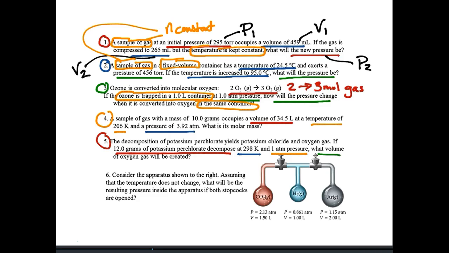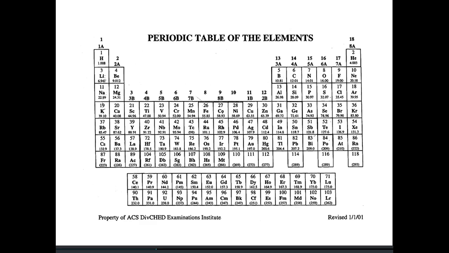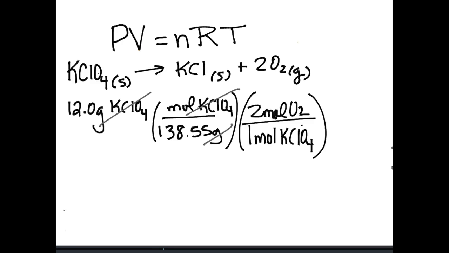So we're going to start with the reaction that occurs between the potassium perchlorate decomposes into KCl and oxygen. We're going to calculate the molecular weight of KClO4, potassium perchlorate. So 39.10 plus chlorine is 35.45 plus 4 times 16 gives you 138.55 grams per mole. So we're going to divide 12 grams by the molecular weight to get moles of potassium perchlorate. That's the reactant. We're going to convert that into moles of oxygen using the stoichiometry from the equation. 1 mole of potassium perchlorate will form 2 moles of oxygen. And that gives me 0.17322 moles of oxygen.